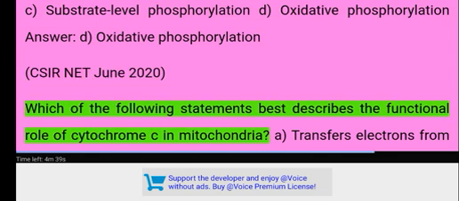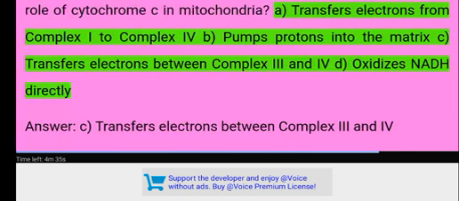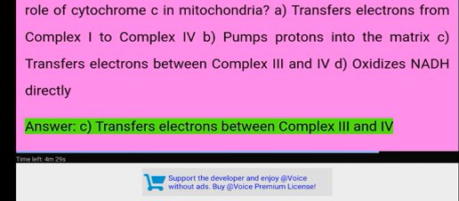CSIR-NET June 2020. Which of the following statements best describes the functional role of cytochrome c in mitochondria? A. Transfers electrons from complex I to complex IV. B. Pumps protons into the matrix. C. Transfers electrons between complex III and IV. D. Oxidizes NADH directly. Answer: C. Transfers electrons between complex III and IV.